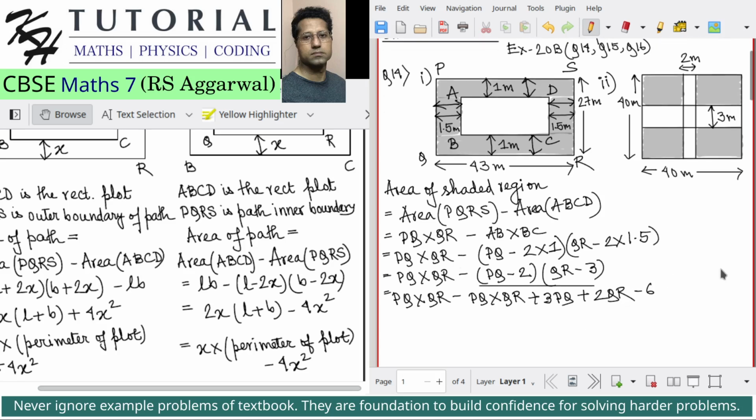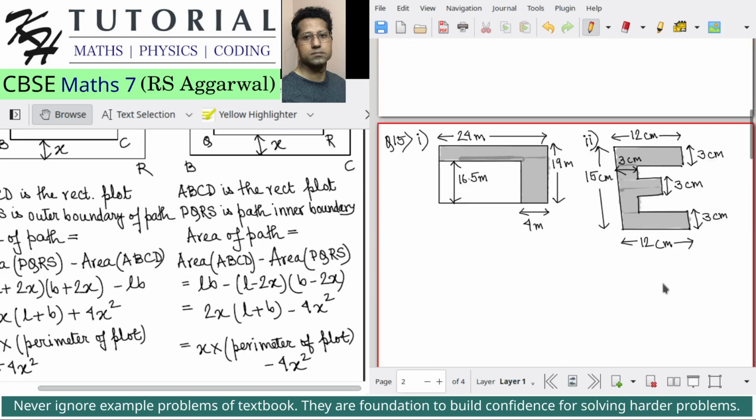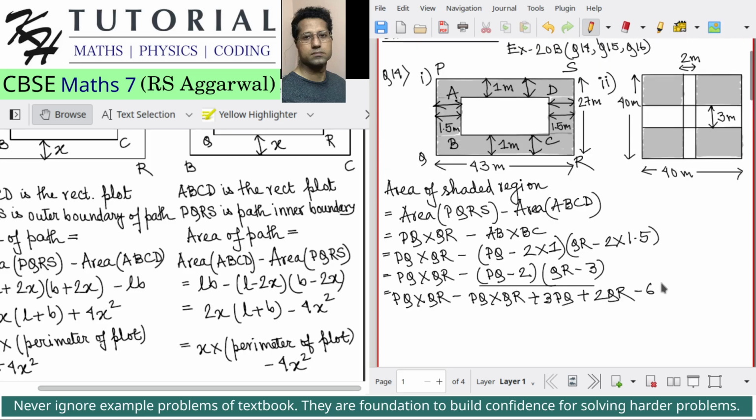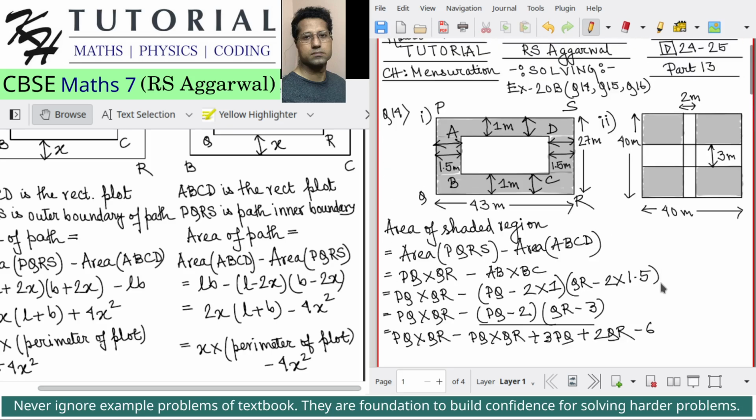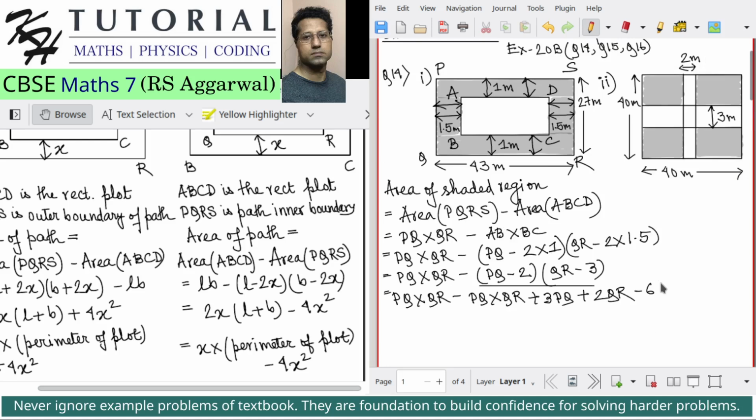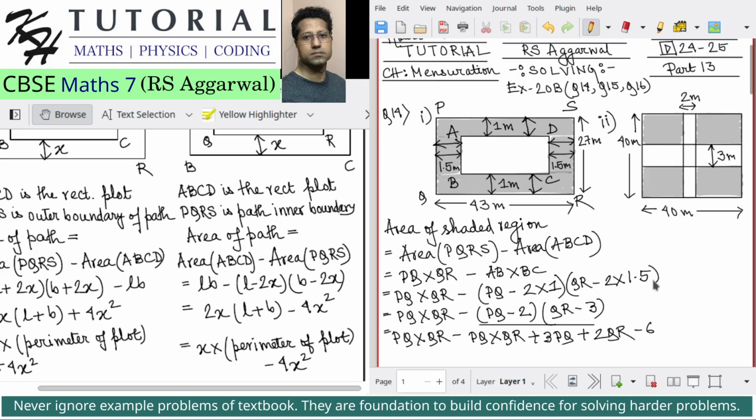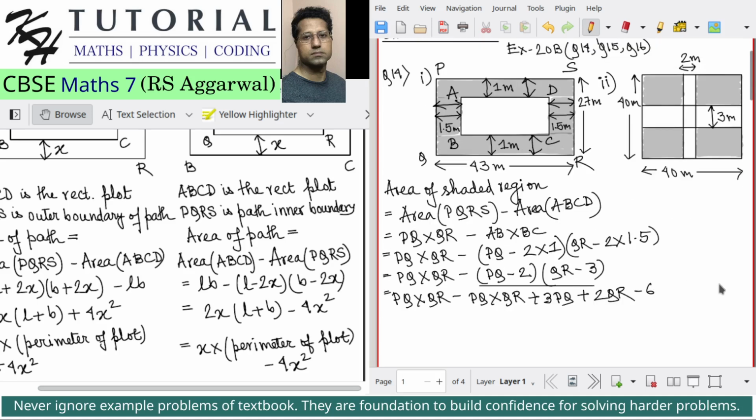Okay. Now, for these problems, I forgot to write down the answers. Anyway, I hope I will not make any mistakes. If I make any mistake in calculation, or come up with wrong answers, I will appreciate it if you please let me know in the comment section. Okay. So, let me quickly check if this is correct or not. PQ multiplied by QR minus PQ multiplied by QR, we have plus 3 PQ, plus 2 QR, and okay, this is right.